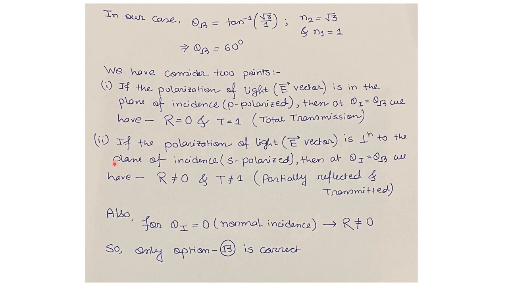And the second point is, if the polarization of light, that is the E vector, is perpendicular to the plane of incidence, so this is S polarized light, then at the angle of incidence theta equals theta b, we have the reflection coefficient not equal to 0 as well as the transmission coefficient not equal to 1. So this is the case of partially reflected and transmitted light for the S polarization case. Also, for the angle of incidence theta equals 0, that is normal incidence, the reflection coefficient is not equal to 0. So if we consider all the points, then we can conclude only our option B is correct for this question.